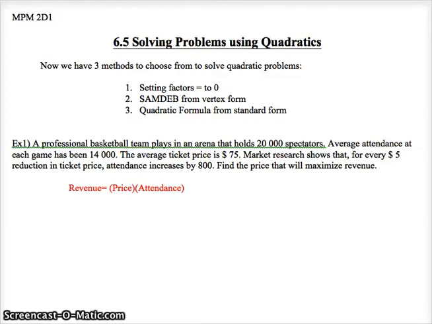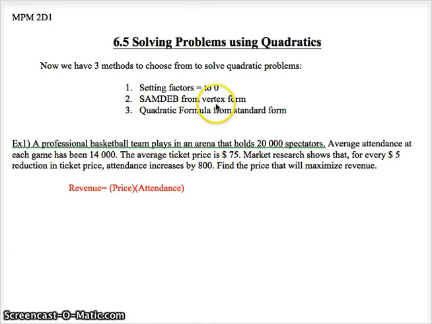Okay, so the final section for this unit of solving quadratics is bringing it all together and doing word problems. So 6.5, solving problems using quadratics. We now need to remember that we have three different methods to choose from to solve a quadratic problem. We can solve from factored form, where we set the factors equal to 0 and find the two roots, quote unquote.